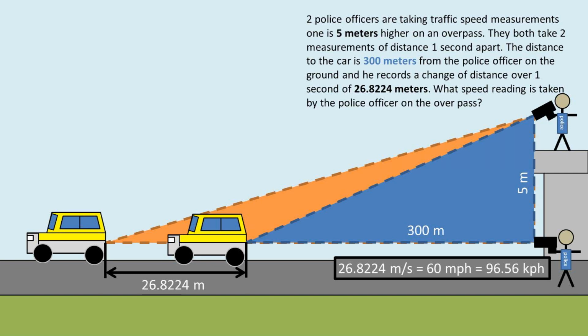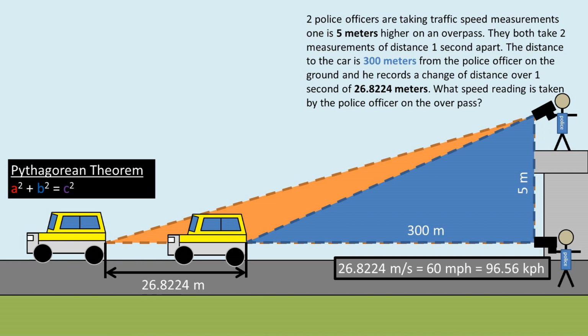Two police officers are taking traffic speed measurements. One is 5 meters higher on an overpass. They both take two measurements of distance 1 second apart. The distance to the car is 300 meters from the police officer on the ground, and he records a change of distance over 1 second of 26.8224 meters. What speed reading is taken by the police officer on the overpass?